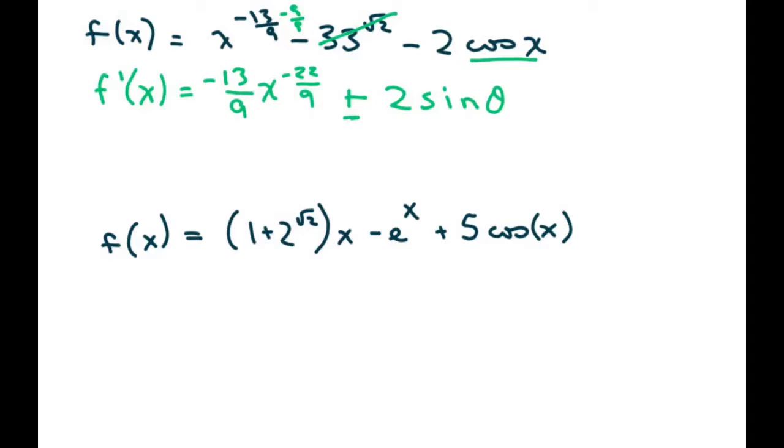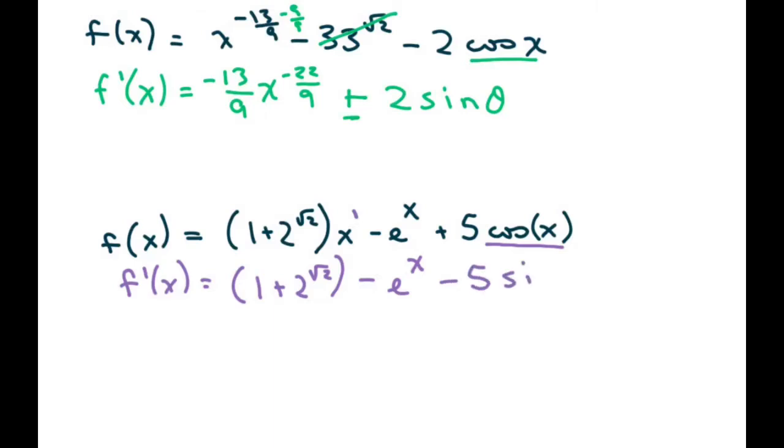Alright, on the last one, we have this one. So we're going to just take the derivative of that. And that's just going to give you your constant here. Alright, the x goes away. And then we're just left with the derivative of e to the x, which is e to the x. Derivative of cosine is negative sine. So that's going to be negative 5 sine of x.